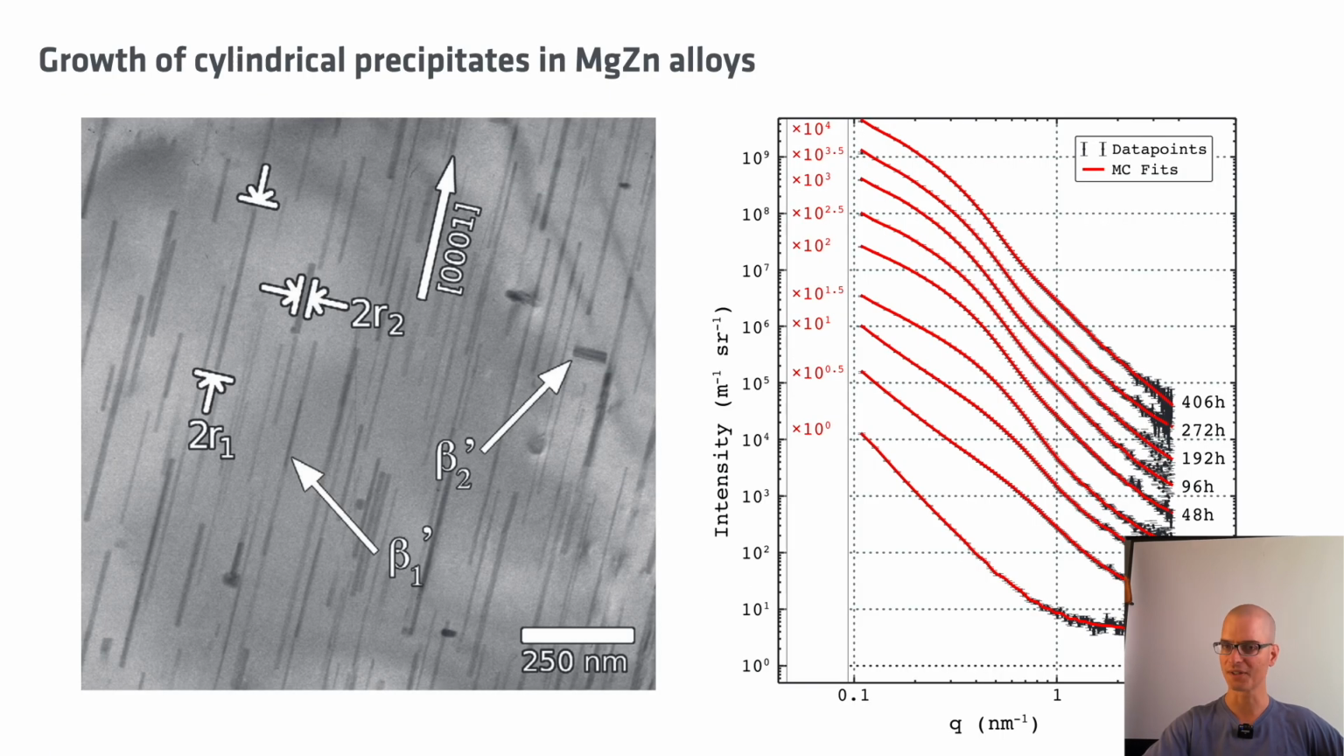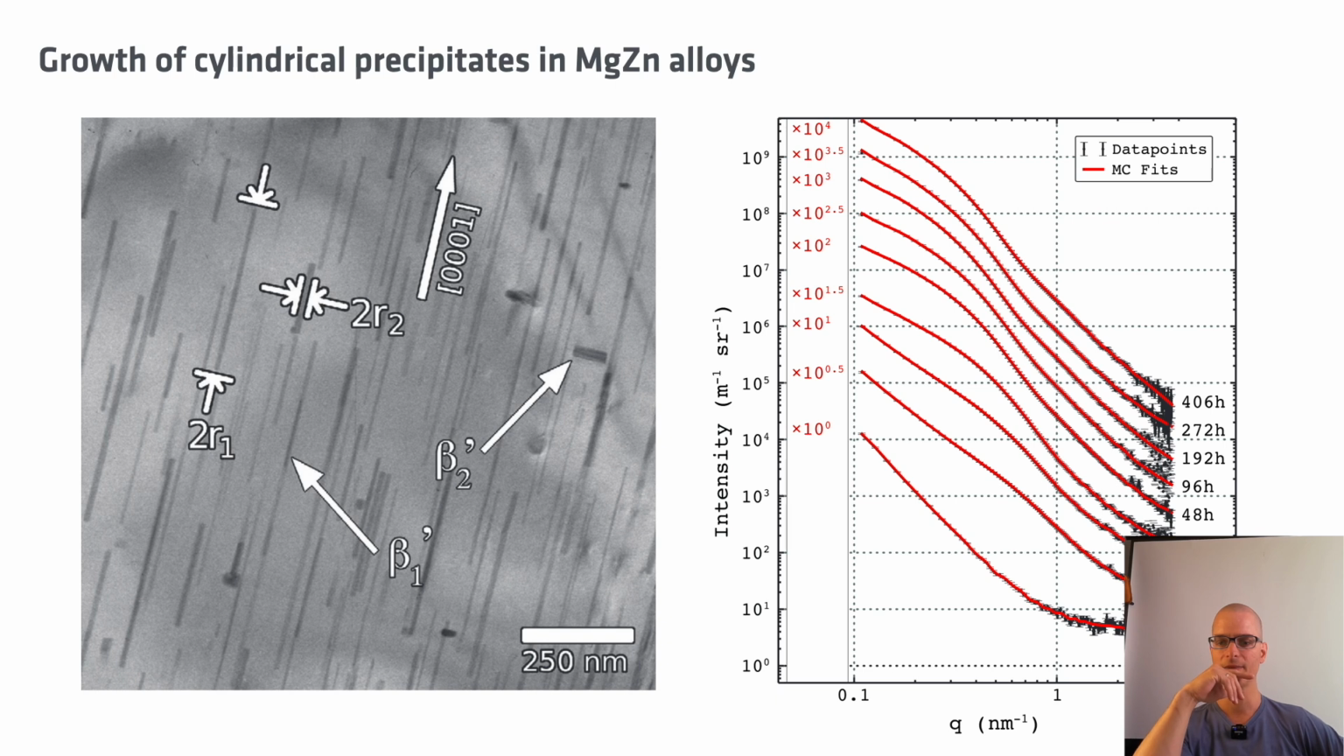Lastly, one of the oldest examples is that of the growth of cylindrical precipitates in magnesium-zinc alloys. So you might not know, but metallurgy was one of the first applications of small angle scattering in the very early 1900s. Guinier and Preston, they were all sort of X-ray specialists.